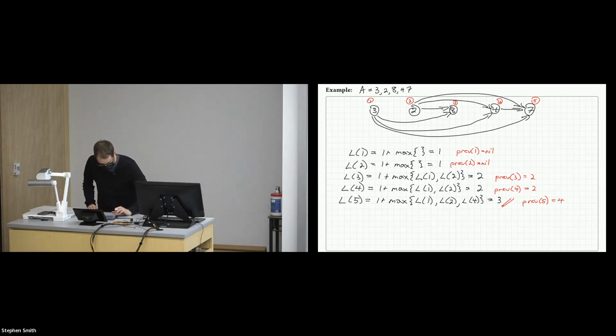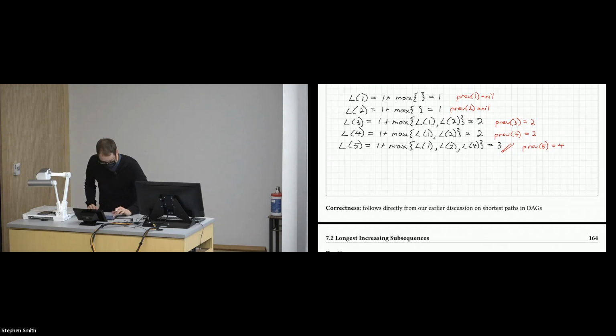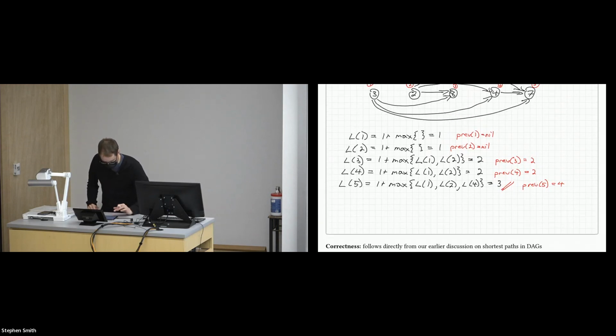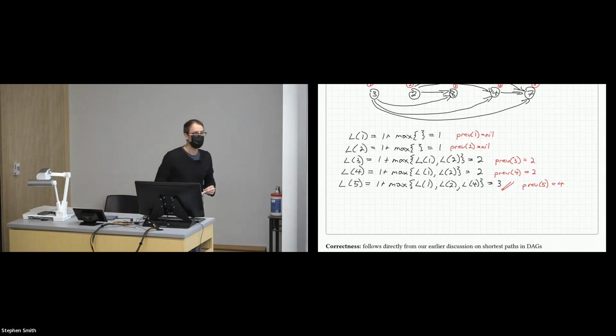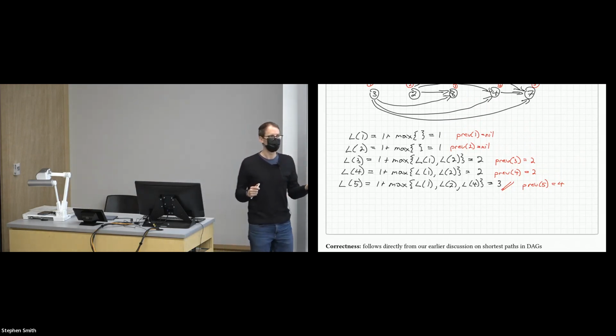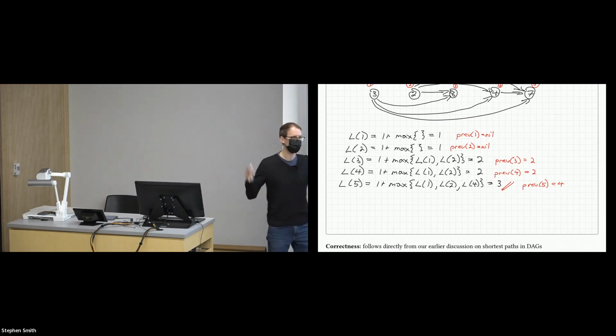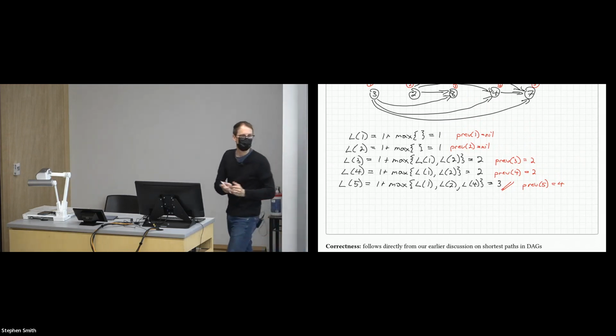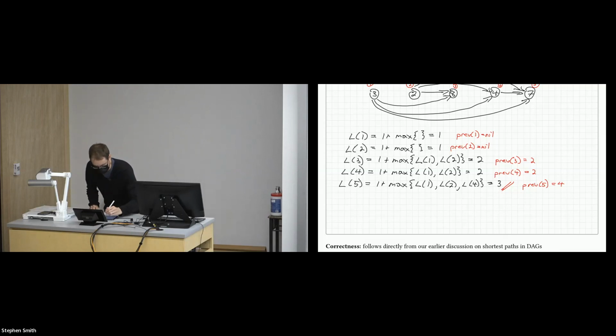Okay. So I'm going to claim that correctness follows directly from our knowledge of paths in directed acyclic graphs, that they all follow the topological order. And so we're exploring every possible path and we're recording the longest one. So I won't go into the correctness in more detail here.